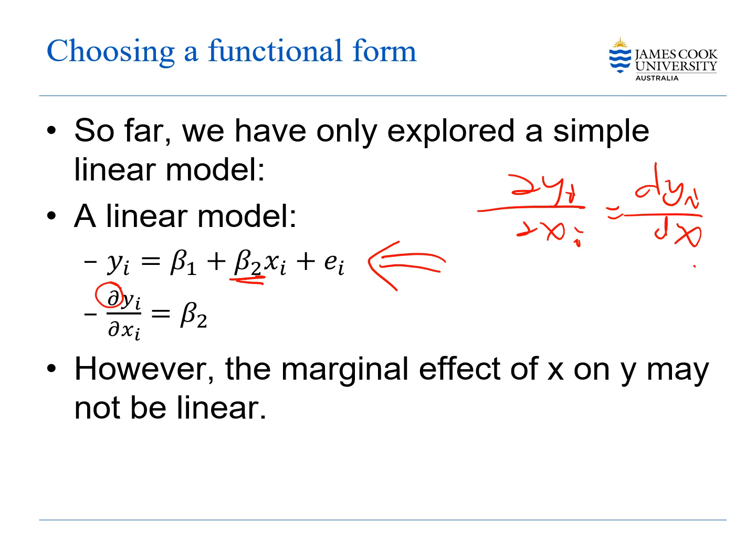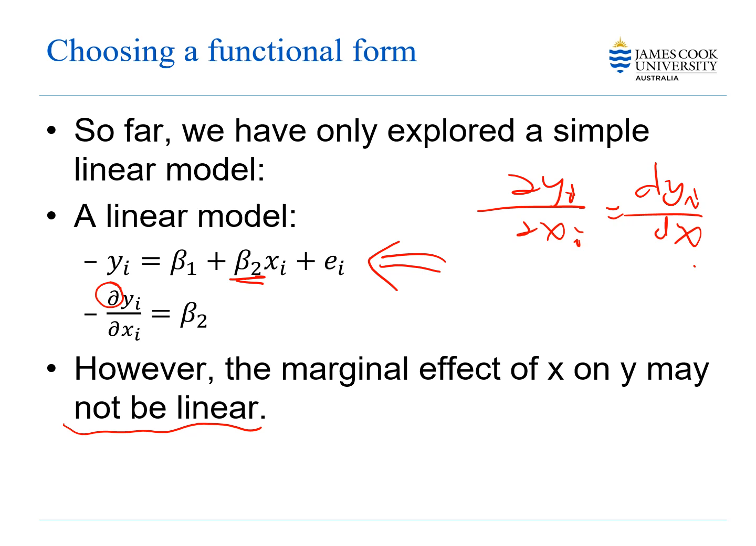So beta 2 is the marginal effect of x on y, dy over dx. And you should know that this beta 2 does not depend on what value of x is. The model is linear, so the marginal effect is constant. However, the marginal effect of x on y might not be constant.